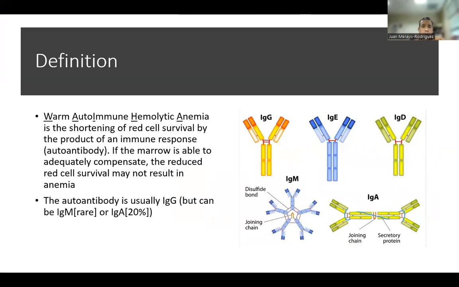When we define warm autoimmune hemolytic anemias, it's basically the shortening of the red cell survival by the product of an immune response, or autoantibody, in these cases. If the bone marrow is able to adequately compensate for the reduced red cell survival, this may not result in anemia. The autoantibody is usually an IgG, but it can also be other types like IgM or IgA. In this graphic you can also see how they look. IgM is the largest one, a pentamer. IgA is the second largest, with two IgA connected together with the joining chain and the secretory protein.